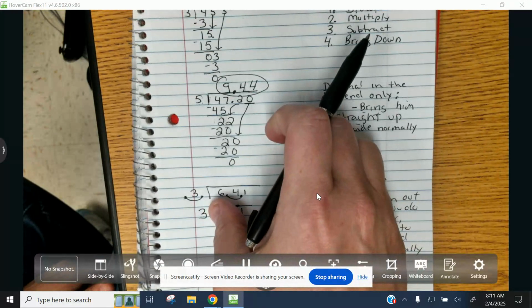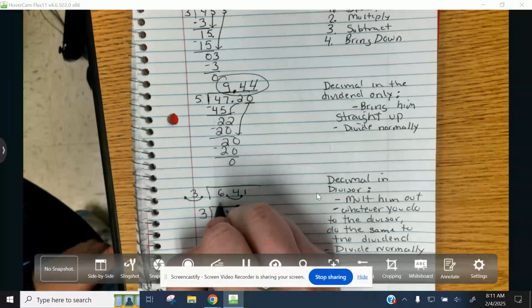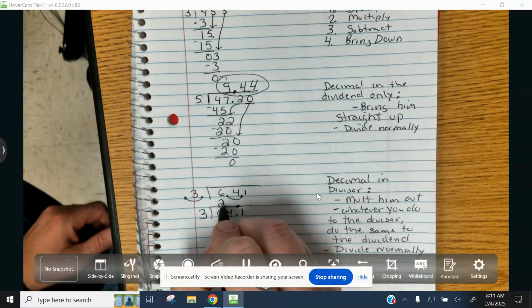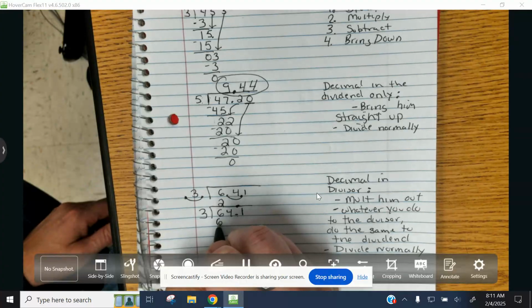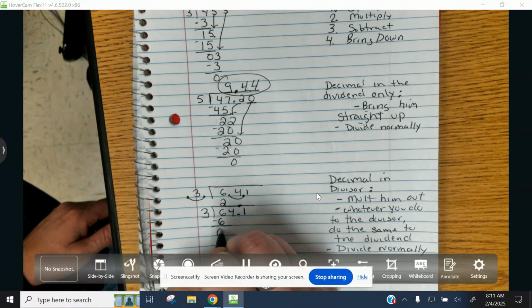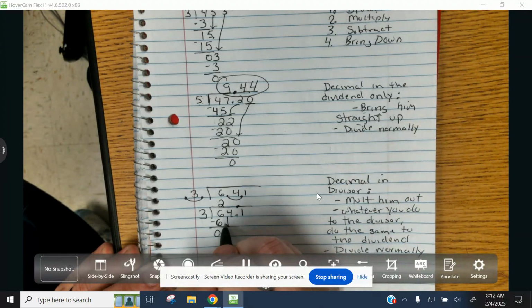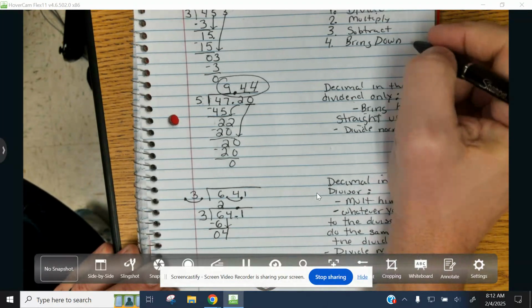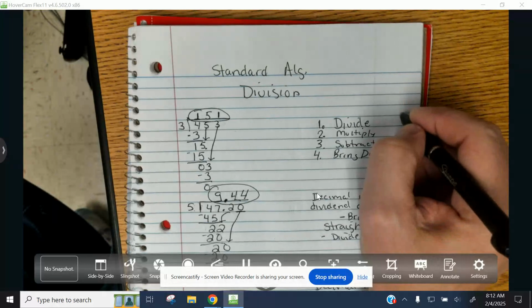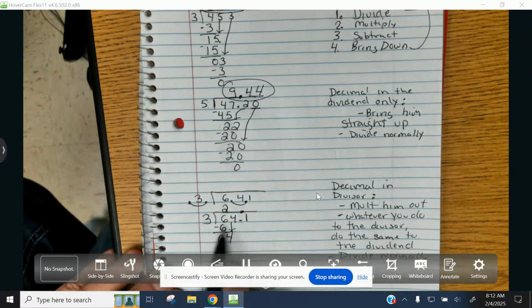Okay? Cover up. How many times can 3 go into 6? 2 times. So I put the 2 above my 6. 2 times 3 is 6. 6 minus 6 is 0. Okay? What do I do next? I divide, I multiply, I subtract, I bring down. Okay? So I bring down the 4. And technically what I should have showed you up here is basically you are going to start over because now you're going to divide again.